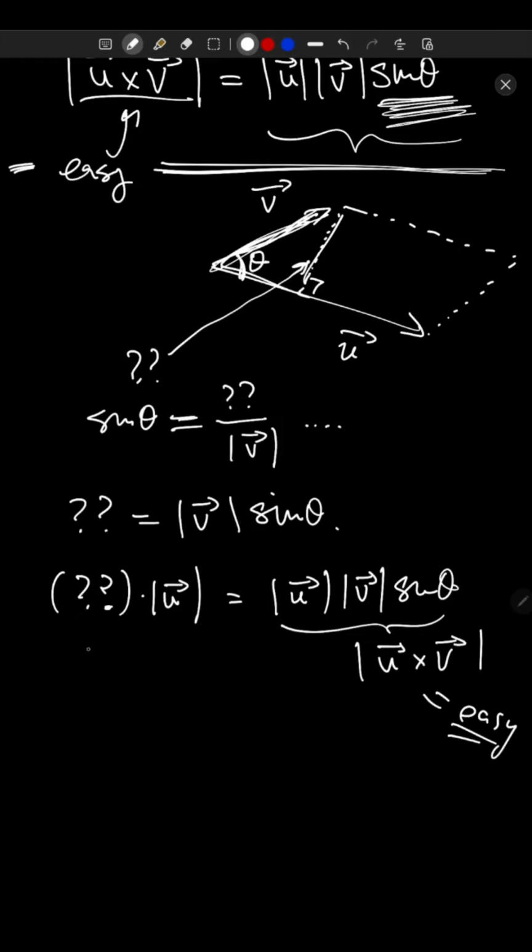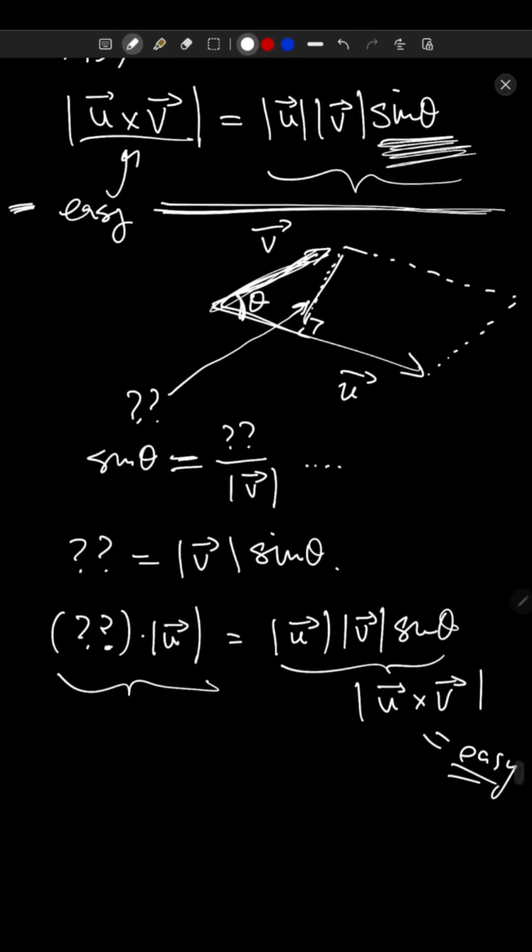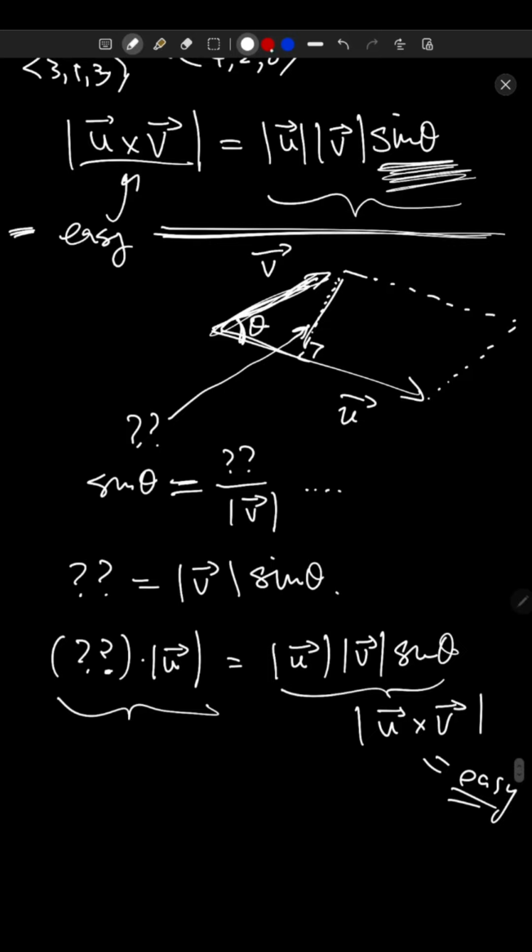Now this right-hand side, what is that? It's the length of this side right there, and then times the length of that one right there. So we've got a parallelogram. This is the base, that's the height. If I multiply these two together, that's actually the area.